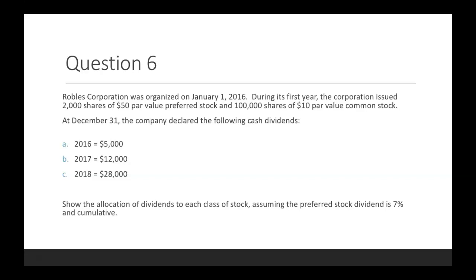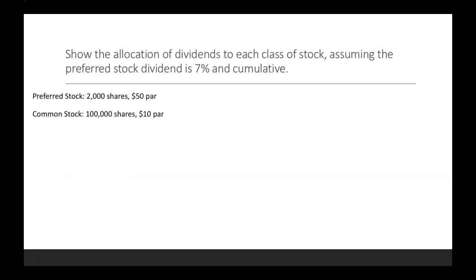and cumulative. So, before we can start breaking up those cash dividend amounts between preferred and common, we need to first figure out how much is preferred supposed to get. So, the annual preferred dividend is your number of preferred shares, so that's our 2,000 shares, times the par value, our $50 par value, times our dividend percentage. That's our 7%.